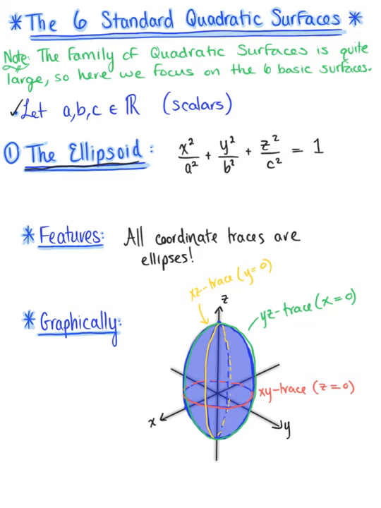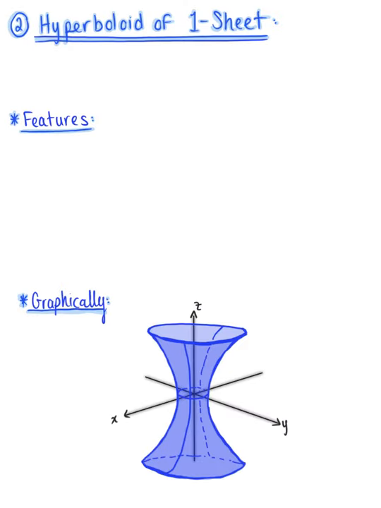So each one of these two-dimensional traces, these coordinate traces, helps us in sketching our ellipsoid in 3 dimensions. Our next quadratic surface is the hyperboloid of one sheet, and this is defined as x squared by a squared plus y squared by b squared minus z squared by c squared, and this is equal to 1.